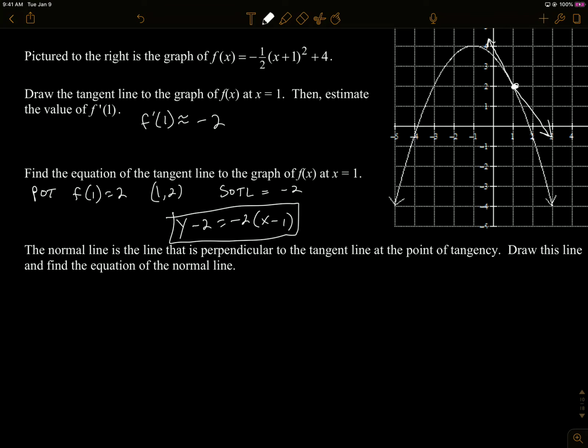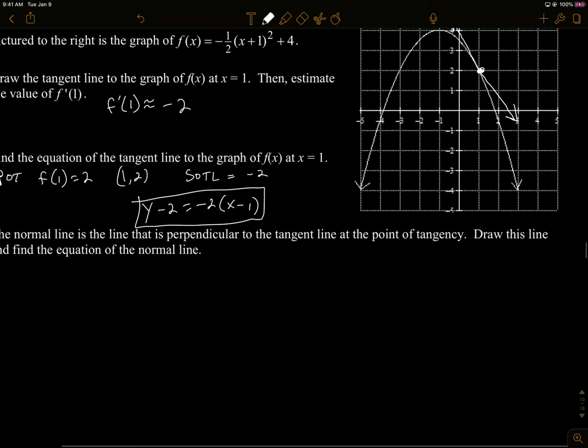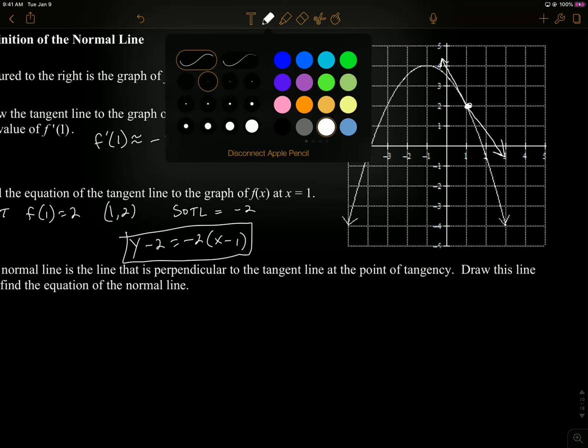Now, a normal line is the line that would be perpendicular to our tangent line. So I'll draw that in green.